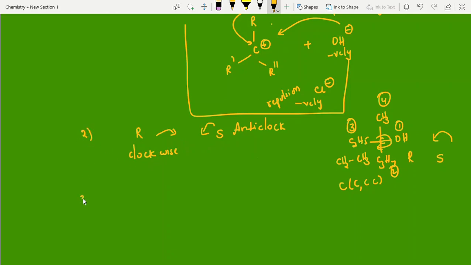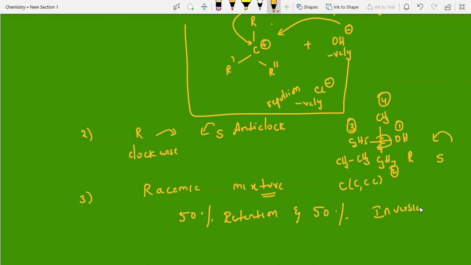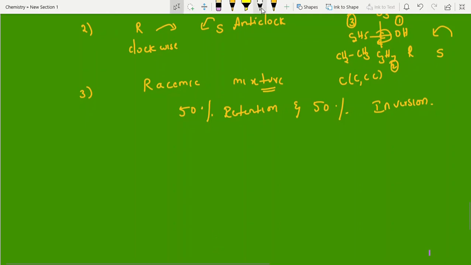Next point 3. Chances of getting racemic mixture. Racemic mixture is nothing but 50% retention and 50% inversion. Clear? 50% inversion. So actually here most important, if we got racemic mixture, students, that is optically inactive. Racemic mixture is optically inactive.